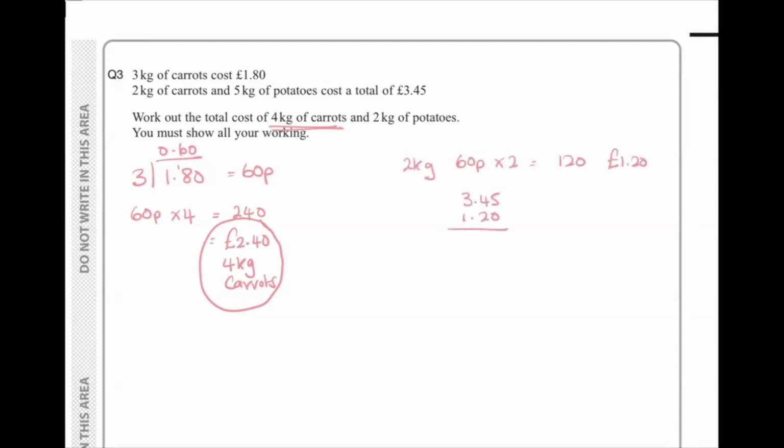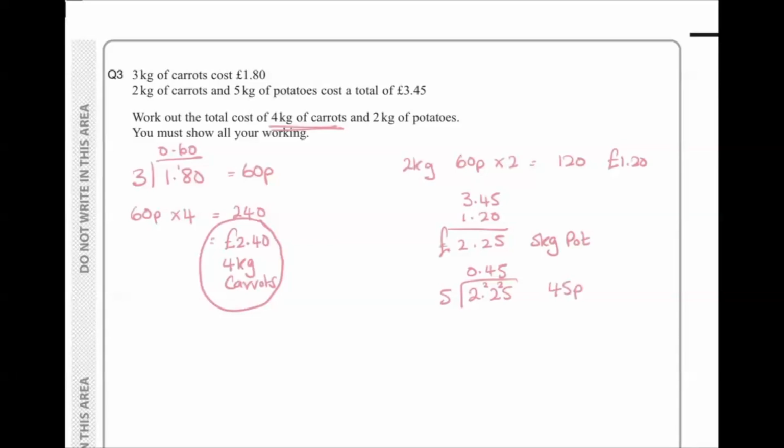Okay, so 5 take 0 is 5, 4 take 2 is 2, and 3 take 1 is 2. So there are 5 kilograms of potatoes that cost £2.25. So we're going to take our £2.25 and divide it by 5. And that'll get us the cost of 1 kilogram. So we've got 0, put the point, carry the 2. 5's into 22 go 4, remainder 2, and 5's into 25 go 5. So 45 pence for 1 kilogram.